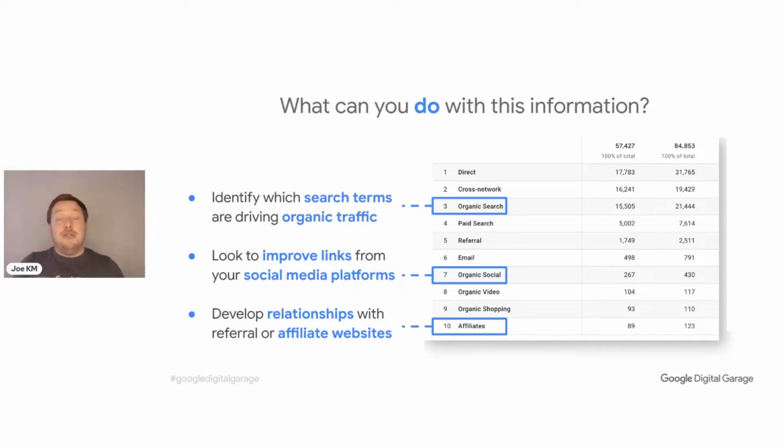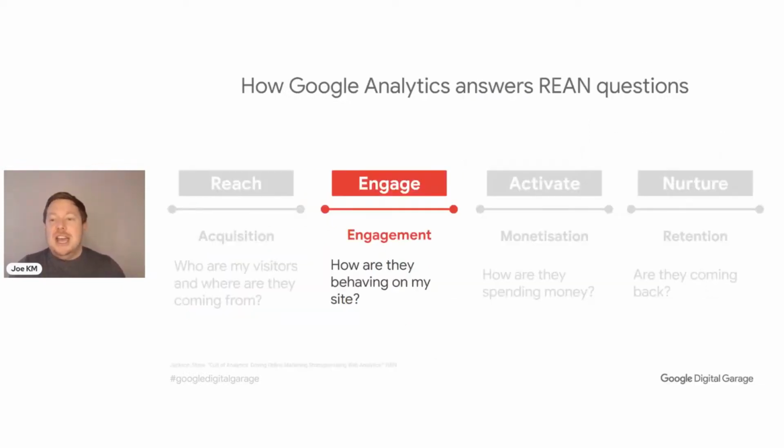Look to improve your social media platforms. How are the links coming across? Do we need to make sure it lands on pages that are relevant to the content? And I can mention the affiliate links. Engage. So how can we now take this a little bit further?